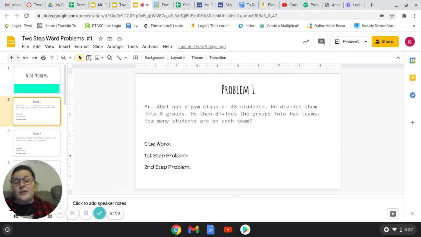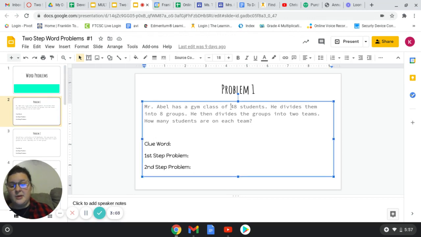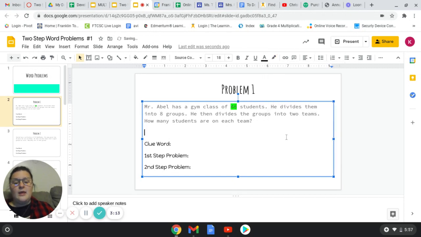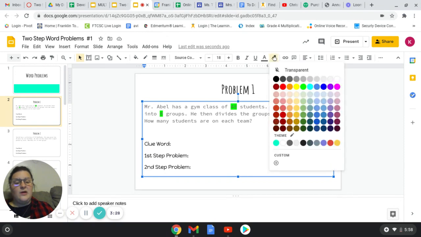Okay, so my first step is to circle my numbers. In this case, since I'm on a computer, I'm going to highlight them. So I'm not going to highlight 48 students, I'm just going to highlight the 48. And then I'm going to highlight that 8, because that's the next number that I see. And then I'm going to highlight this 2 that I see down here, even though it's spelled out.